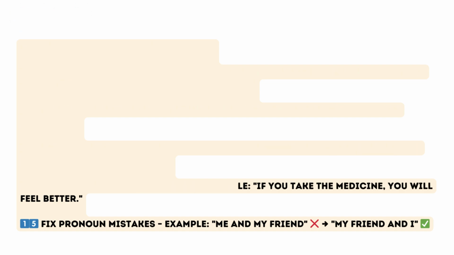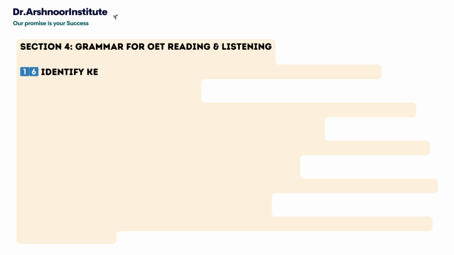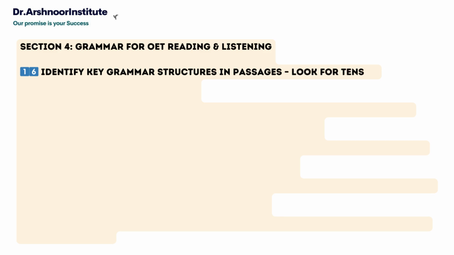Now let's start with section 4. I'm taking here grammar for OET reading and listening. In the sequence, it is going with the 16th tip: identify key grammar structures in the passages. Look for sentences, prepositions, and conjunctions.